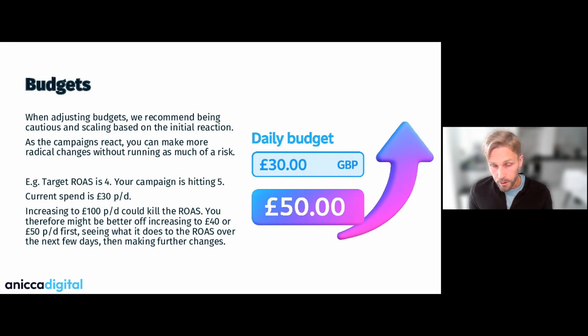If you then increase it to 100, that ROAS might go down to a 1 because the increase in spend is far too high. Instead, we recommend increasing it to 50, and having a look over the next few days at what the reaction is on the ROAS side. If it's positive and it's remaining at 5, then you might go up to 70, and then you might go up to 100. What you want to do is minimize the risk of that ROAS dying because the performance was good to start off with. It's a shame if you increase by too much and then all of a sudden kill your performance.